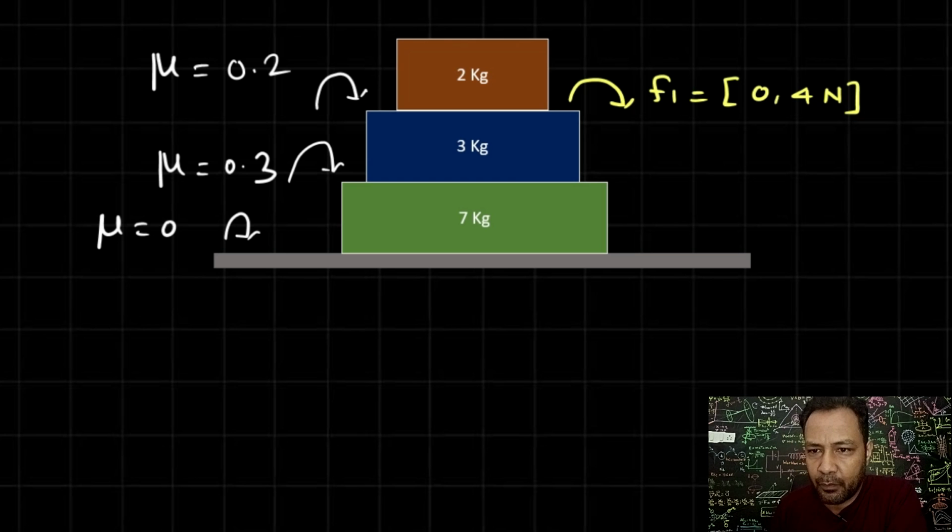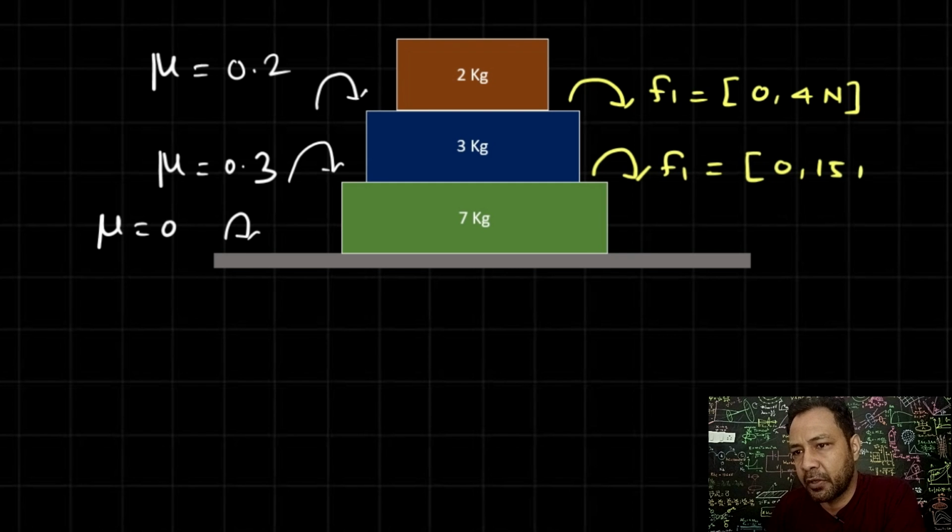Now in the same way, between 3 kg and 7 kg, the normal reaction between them is the total weight above the 7 kg, that is 50 Newton. Coefficient of friction is 0.3. So maximum available friction is 0.3 into 50, so that is 15 Newton. So friction here could be anything between 0 to 15 Newton depending on the requirement, and there is obviously no friction between 7 kg and the ground because the friction coefficient is 0.